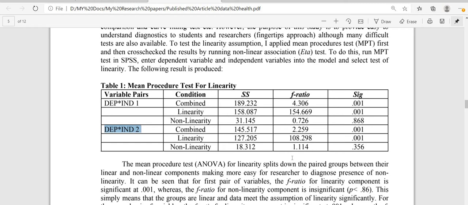But if you find the results opposite to this, for instance, the linearity component is insignificant and the non-linearity component is significant, then you will conclude that your regression model or this pair of variables is not fulfilling the linear regression model assumption. Now I'll tell you how to test this assumption in SPSS.